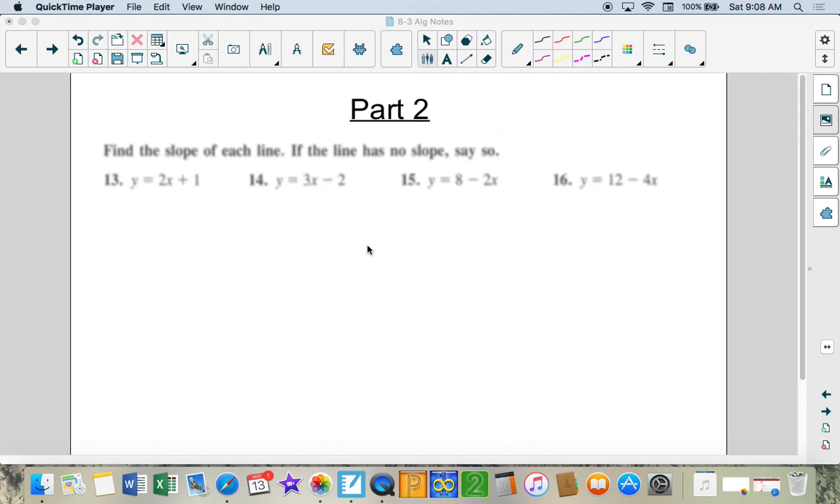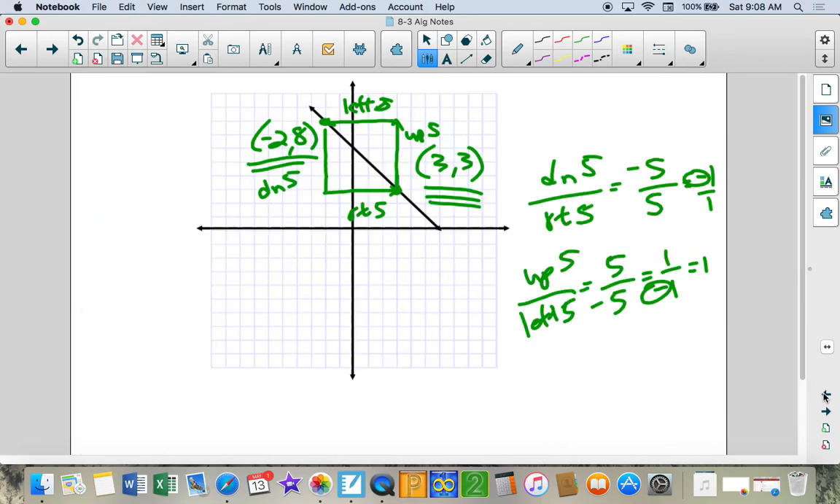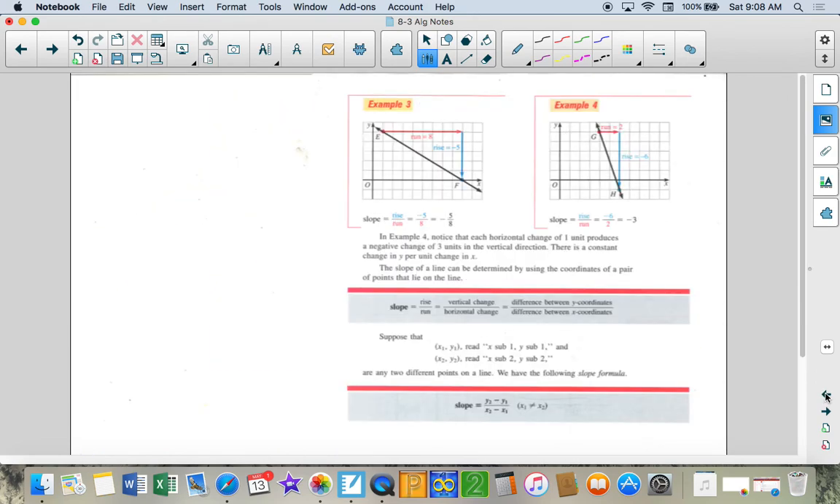So let's just look back here and go through. I want to see what they're doing. So here's an example of using slope, taking points and just going. It's interesting that they would do the run first and then the rise. I don't do it that way. I always do the rise and then the run.